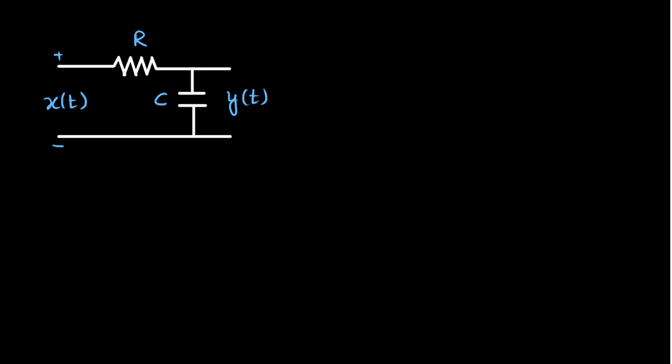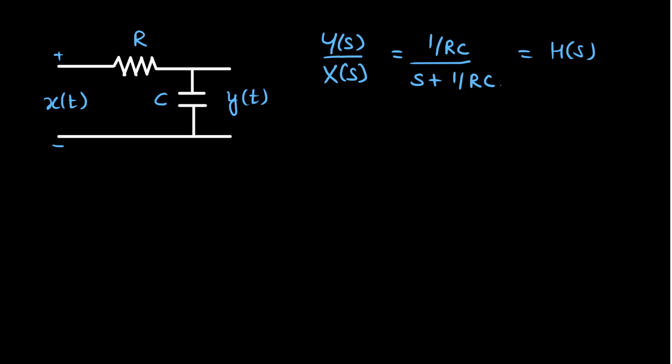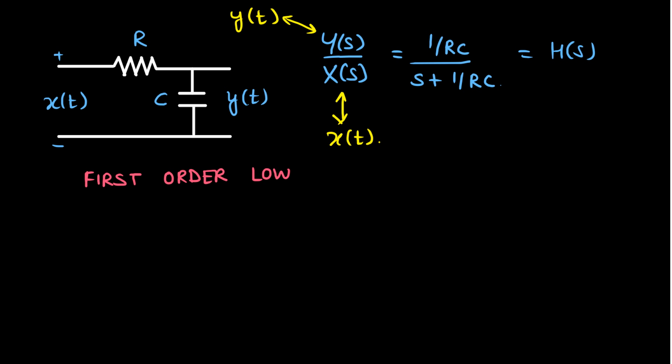We saw this simple RC circuit, and we had seen that its transfer function, that is Y of s divided by X of s, was equal to 1 by RC divided by S plus 1 by RC. This is basically the H of S, the Laplace transform of the impulse response, and Y of s is the Laplace transform of the output y of t, and X of s is the Laplace transform of the input x of t. We also said that this RC circuit is basically a first order low pass filter.